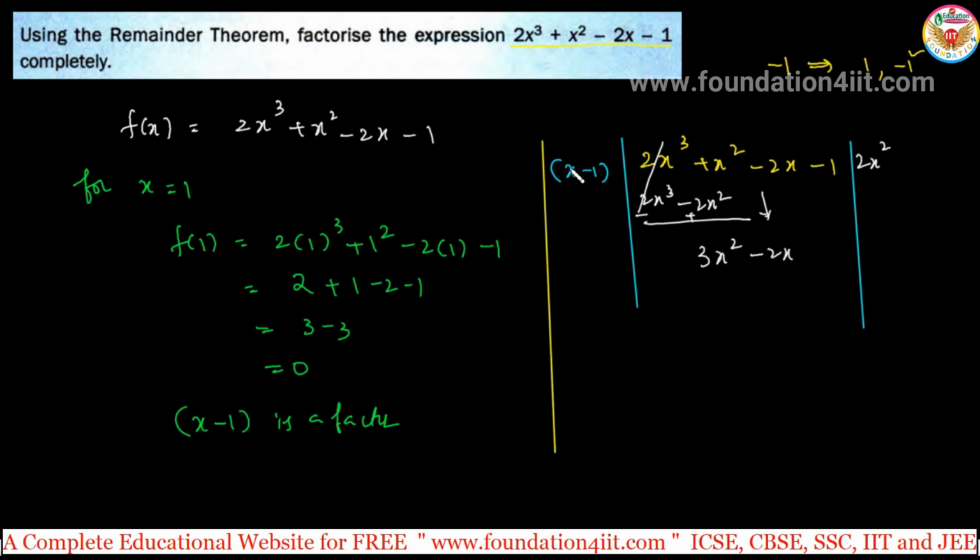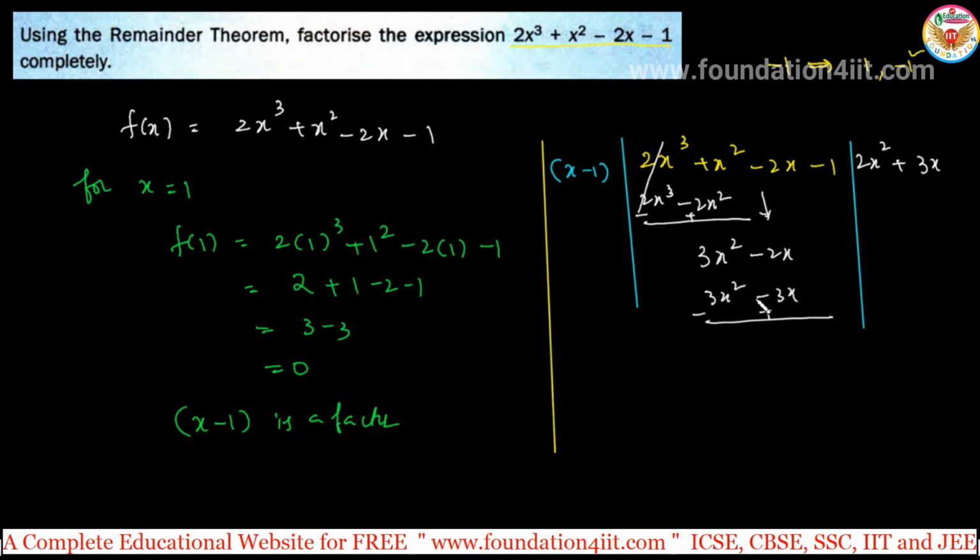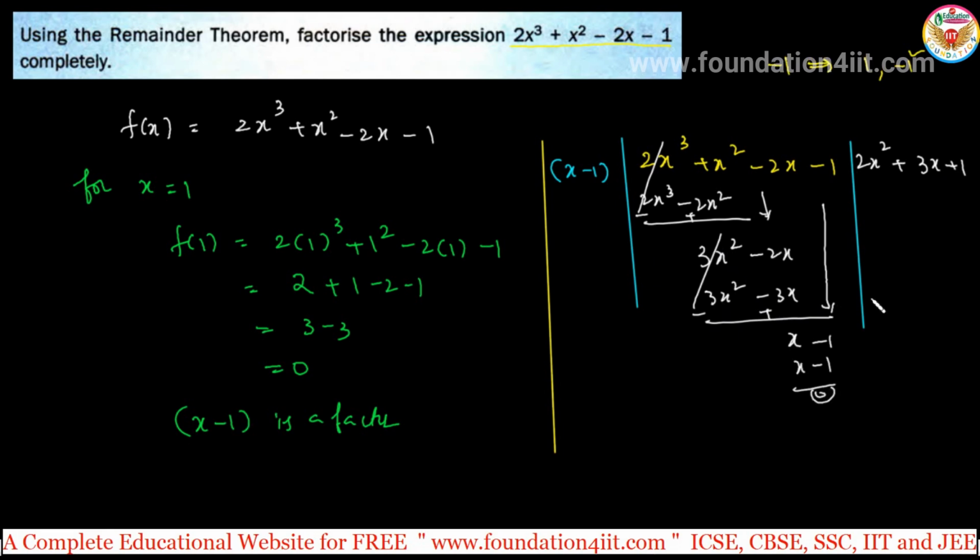Again, the first term in this divisor, x, into what term gives 3x square? x into 3x is 3x square, that is plus 3x. 3x into x is 3x square, 3x into minus 1 is minus 3x. Change the sign, cancel, this is x. Next term is minus 1. x into what? So plus 1. You get x minus 1, and the remainder is 0.